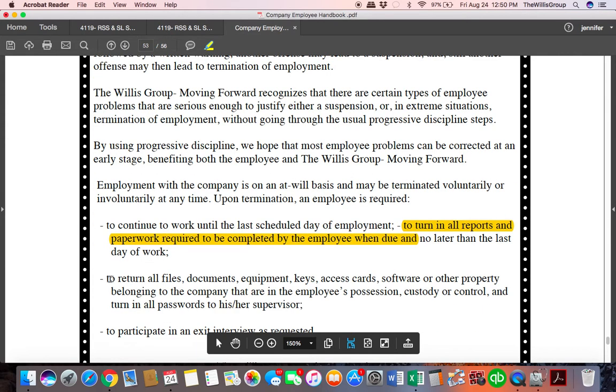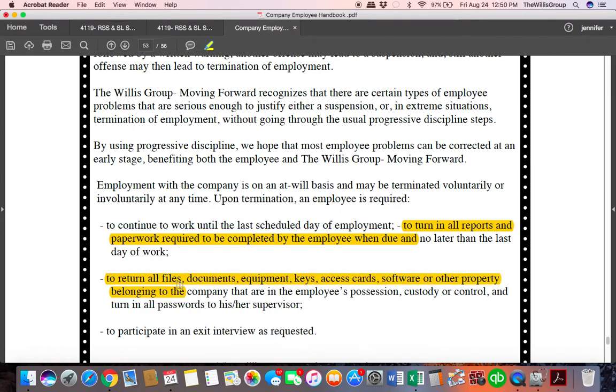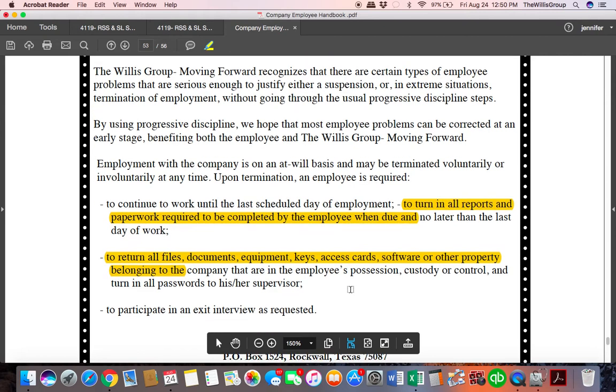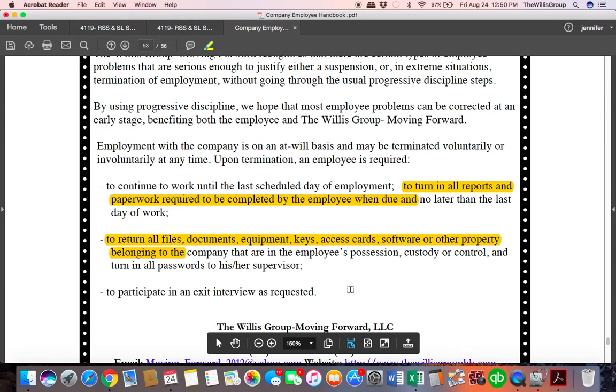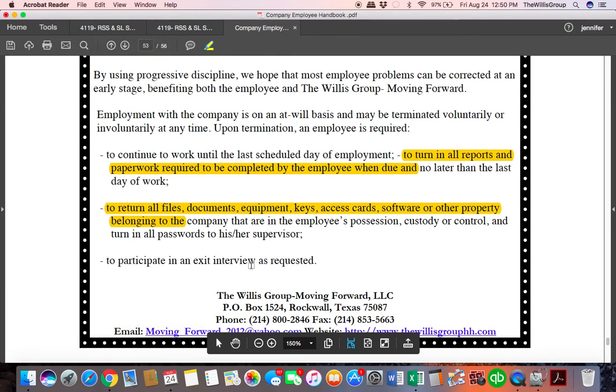You also are required to return all files, documents, equipment, keys, access cards, software, and other property belonging to the company that are in the employee's possession, custody, or control, and turn in all passwords to your supervisor. And then you also may be required to participate in an exit interview as requested.